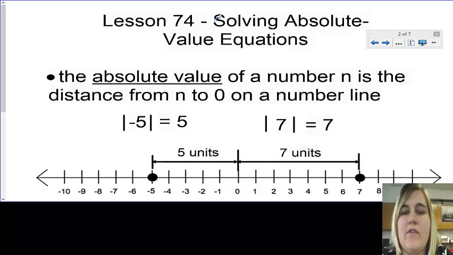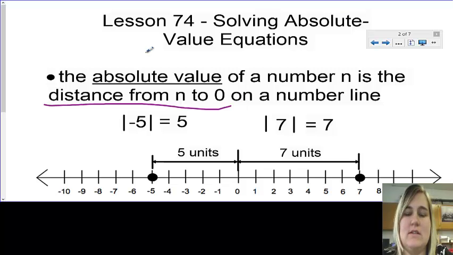Lesson 74, solving absolute value equations. The absolute value of a number, n, is the distance from n to 0 on a number line. A lot of times we make the mistake of thinking that absolute value means the opposite, and that is not true at all. It is always the distance from n to 0, whatever your number is, to 0.